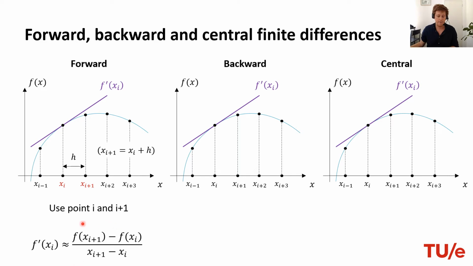So we take the difference in function values of xi and then 1 point forward in x and divide it by the difference in x. And then this will be our approximation for the derivative or for the slope of the tangent line at x is equal to xi. So that's a forward difference, and we can do something similar for a backward difference.